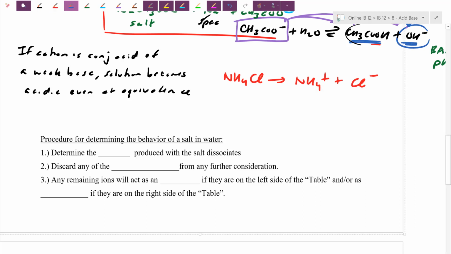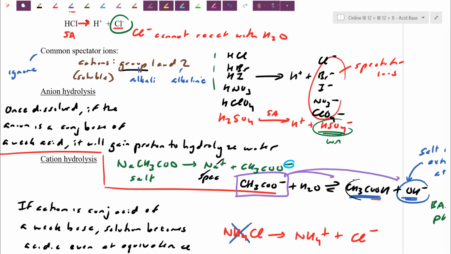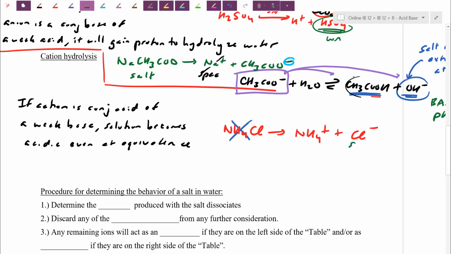The salt here is completely ionized. Hydrolysis is not, well, water breaking that up. I know that part already. We want to decide which one of these here are spectators. Well, chloride is actually the conjugate anion of a strong acid. Chloride has no chance of picking up the proton to become HCl. So this one here is a spectator.